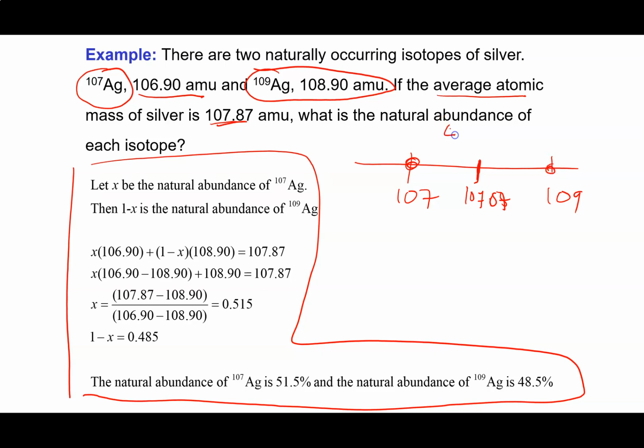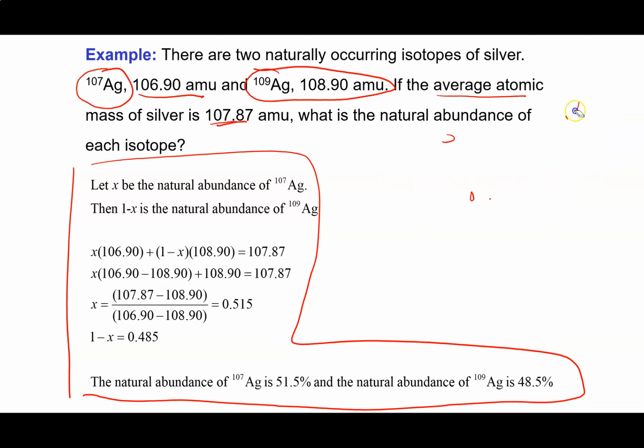So maybe it was like, I don't know, 52% of silver 107 and 48% of silver 109, something like that, maybe, right? Like not quite 50-50, a tiny little bit more of one than the other. But of course, that's not going to be good enough, right? I'm going to have to calculate this properly.